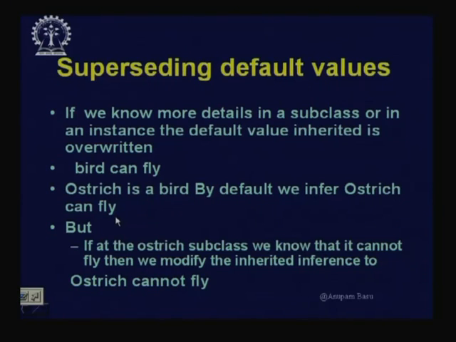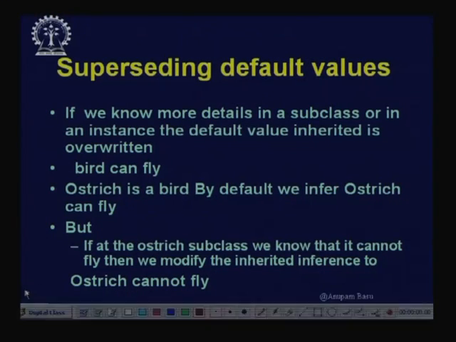So, here is that example. Ostrich is a bird, by default we infer that ostrich can fly. But if at the ostrich subclass we know that it cannot fly, then we modify the inherited inference to ostrich cannot fly. Now, this is a very important and powerful means of reasoning, and this can be discussed in a little more detail.